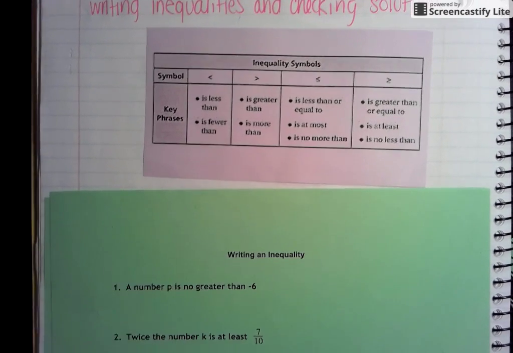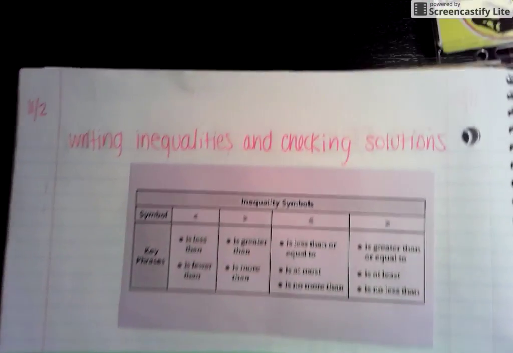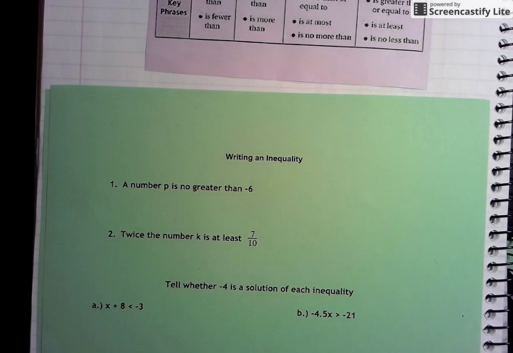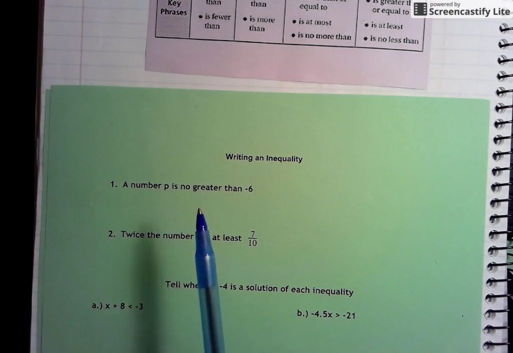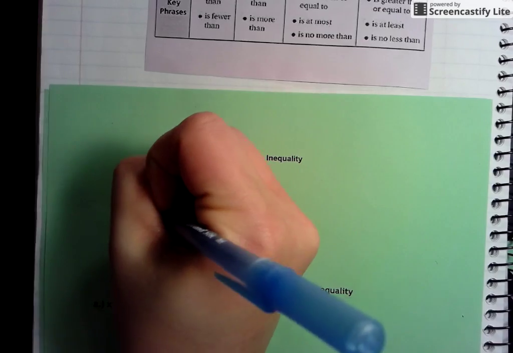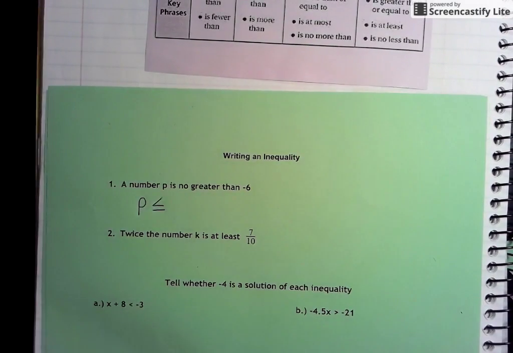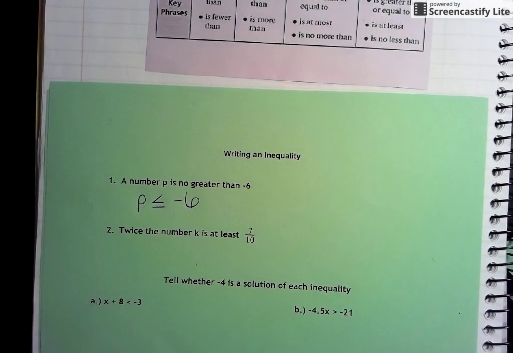So when we're looking at writing inequalities, we want to look at a number sentence and see how to write that. So it says a number p is no greater than -6. So no greater than is actually going to be a less than or equal to symbol. So we'd put the number p is no greater than -6. So that would be how you would write that number sentence.